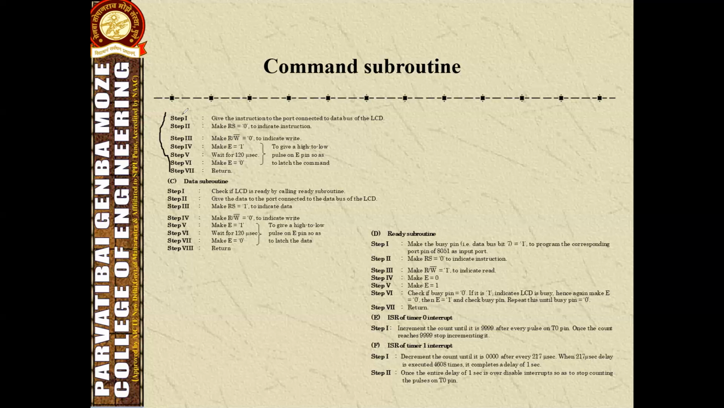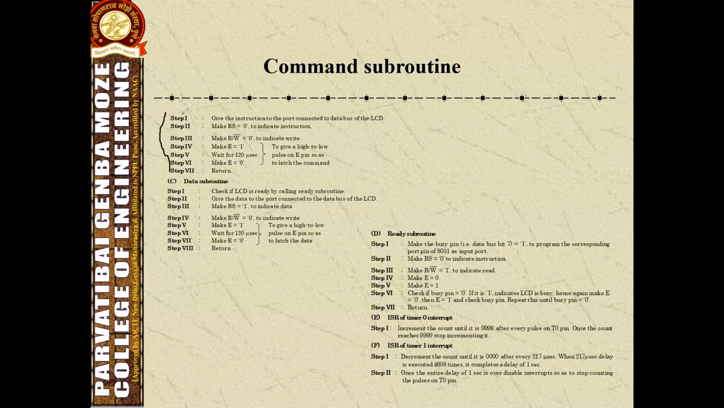And make read/write bar high to indicate the read function and check if the busy pin is equal to 0. If it is 1, it indicates the LCD is busy. Hence again make E low to high and check the busy pin. Repeat the same operation until the busy pin becomes 0. There is a busy pin, and we have to monitor that pin repeatedly.